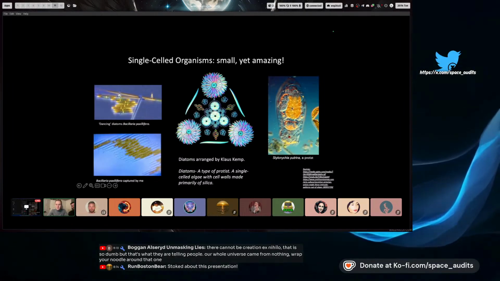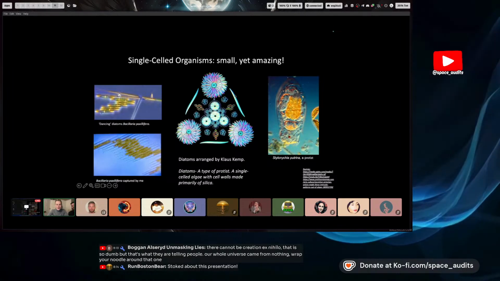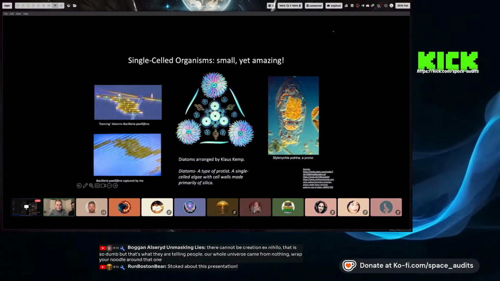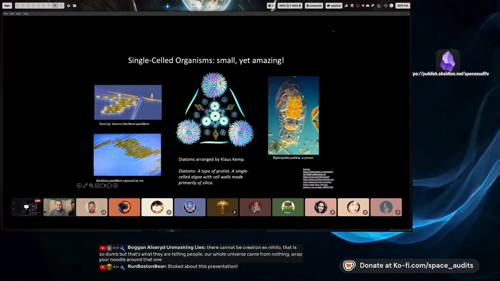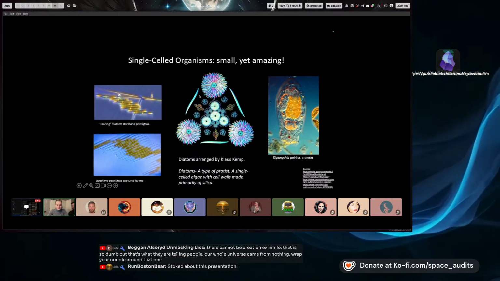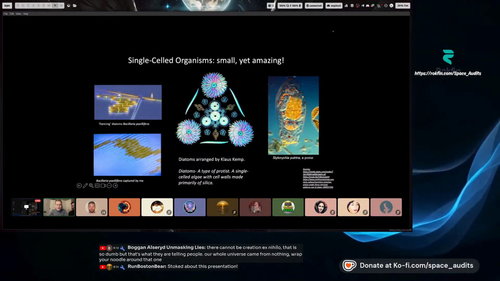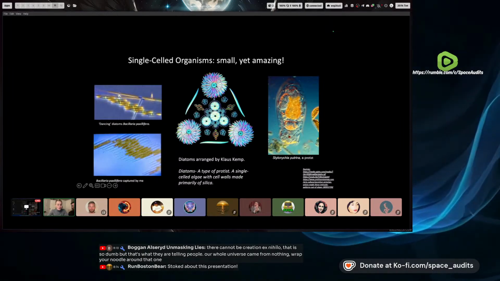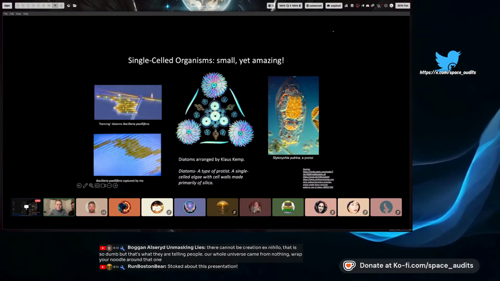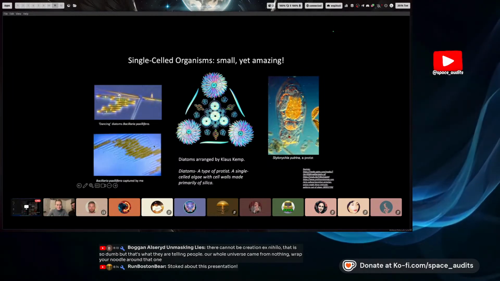Here's another picture of a protist on the right, and here are some cool-looking diatoms in the middle that were designed by Klaus Kemp. He put them in this nice little order and made artwork out of them. He designed that, and I believe the diatoms are also intelligently designed, and I'm going to be making my case for that.